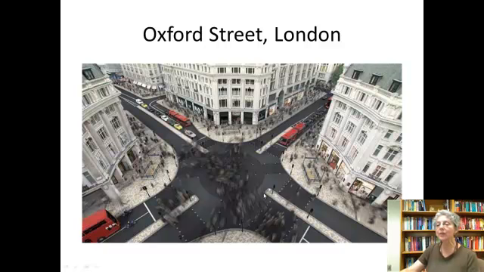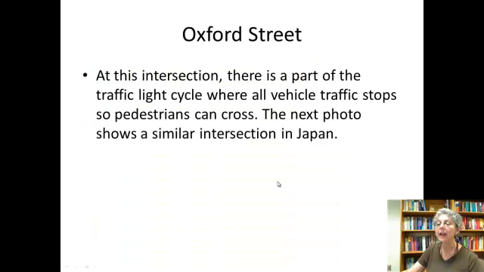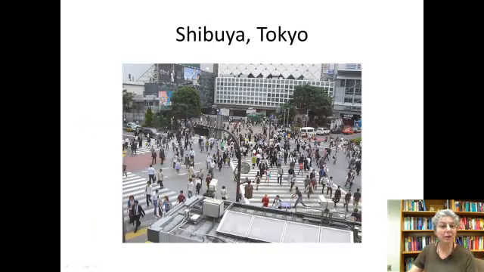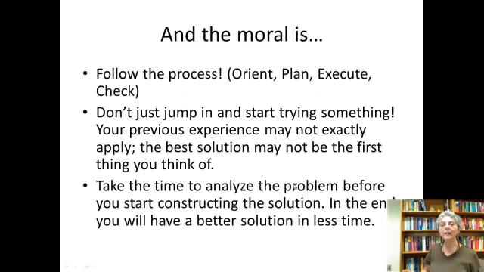Here's another example. This is a street in London, and here there's a part in the traffic light cycle where all the traffic stops and pedestrians get to cross. And here's a similar intersection in Japan. If you didn't take the time to orient and plan, and you just tried to execute by running across the street, you might get hit by a car, or you might get a ticket for jaywalking. So the moral is: follow the process.